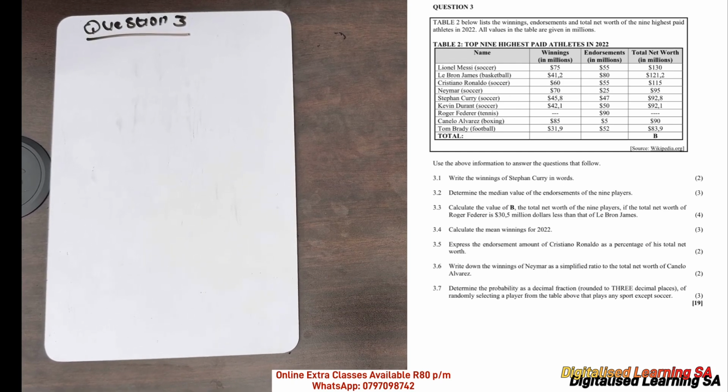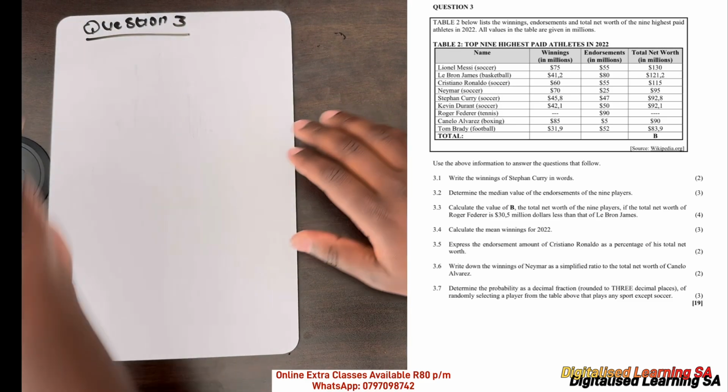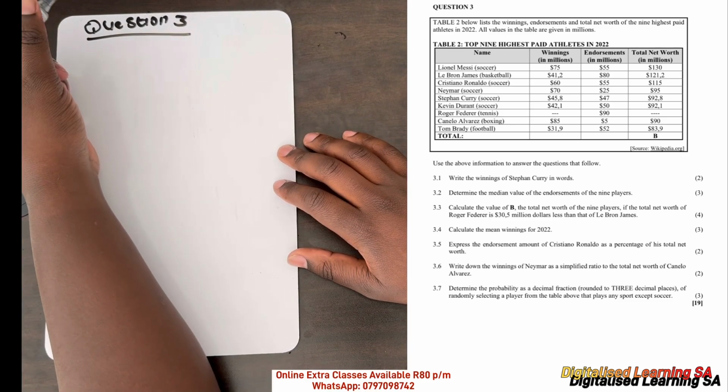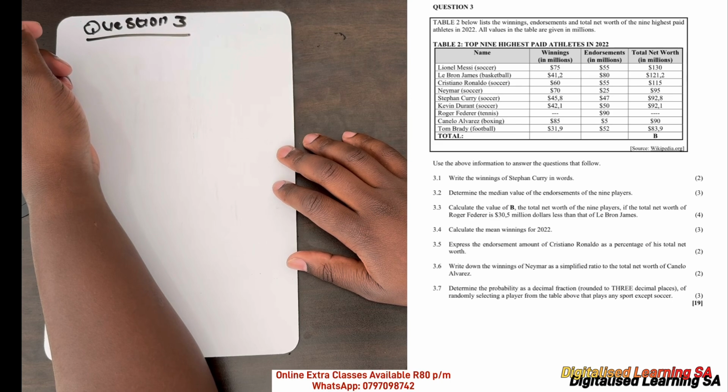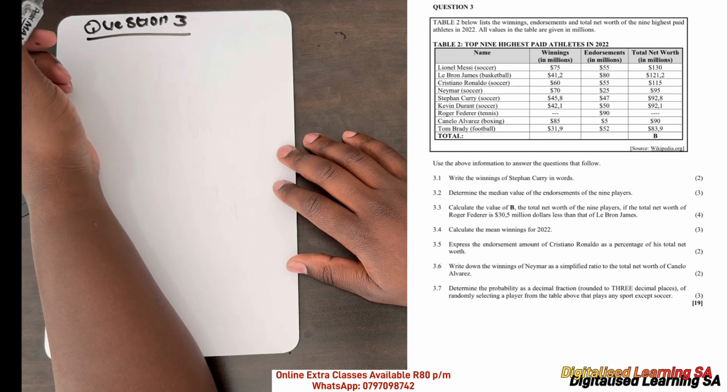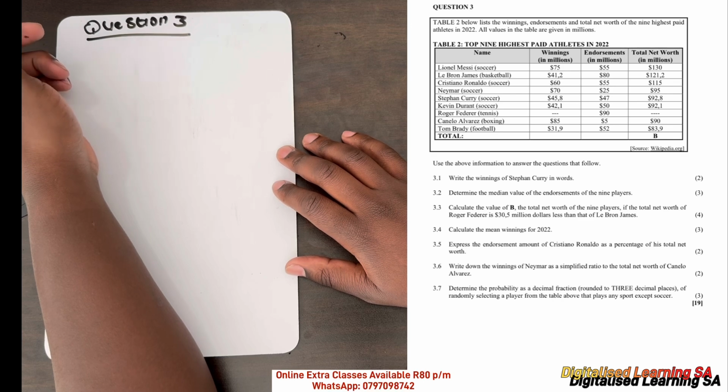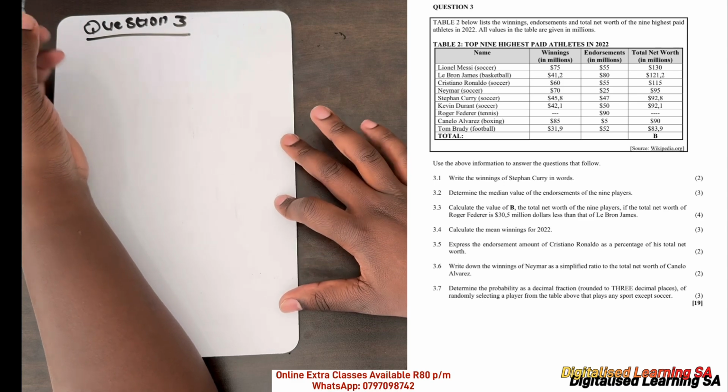In this video, we are going to start with question 3. So we are told that table 2 below lists the winnings, endorsements, and total net worth of the 9 highest paid athletes in 2022. All values in the table are given in millions. So we have 3 columns.